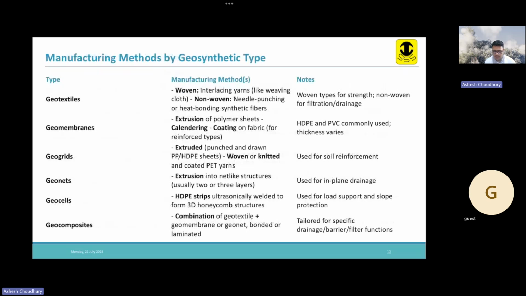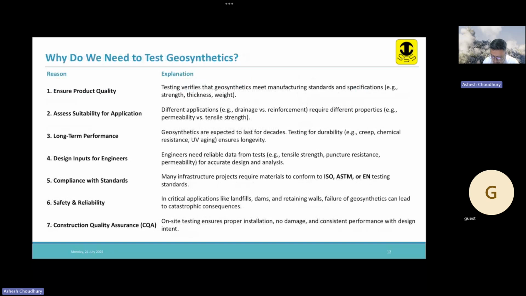You have to take a sample, and then we need to test it. Test and check whether the quality of the material that the supplier has supplied to you is perfect or not, and whether it is able to meet your requirements or not. So these are some of the reasons why you need to test the geosynthetic.